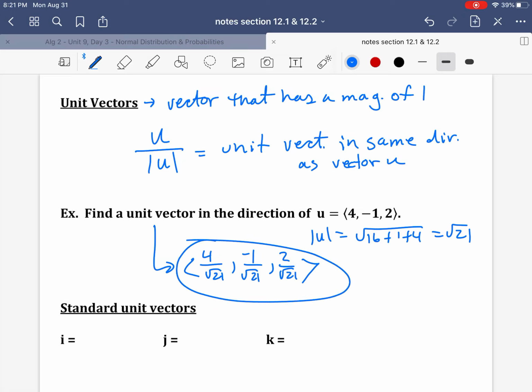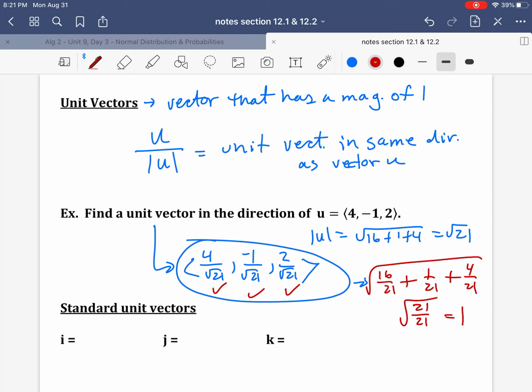So there we go. And sometimes it works out not so ugly, but if I go ahead and do the magnitude of this thing, watch what happens. If you square this part, you get 16 over 21. If you square this part, you get 1 over 21. If you square this part, you get 4 over 21. And square root that. So that adds up to 21 over 21. And what's the square root of 21 over 21? Hey, guess what? 1.